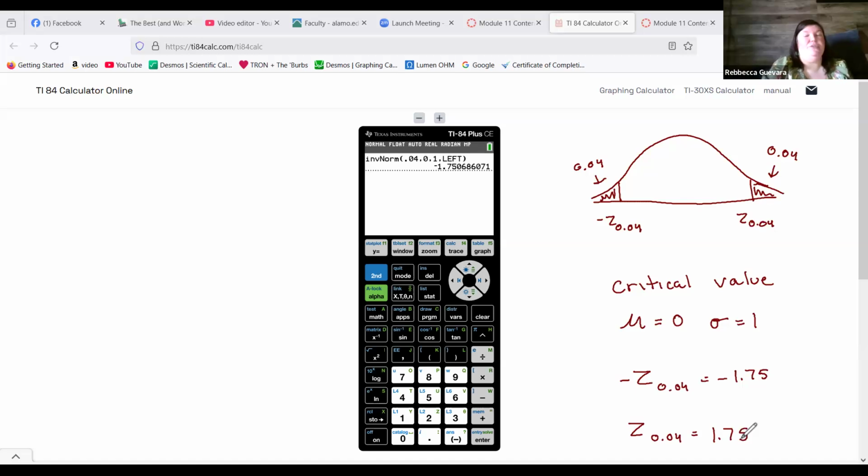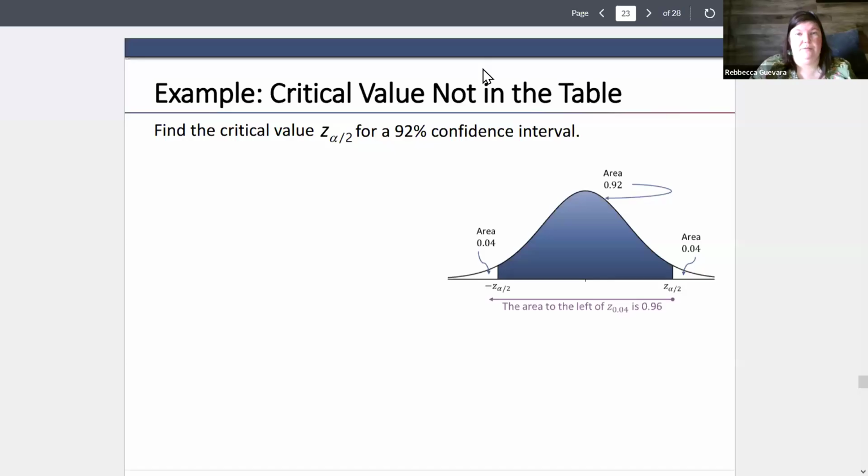So that is all we need to do to figure out what that z-score is. We just keep using the left tail, figure out what the z-score would be for that left tail, and then change it from a negative to a positive, and that gives me my critical value. So our answer here is a critical value of z subscript 0.04, and that is going to equal 1.75.